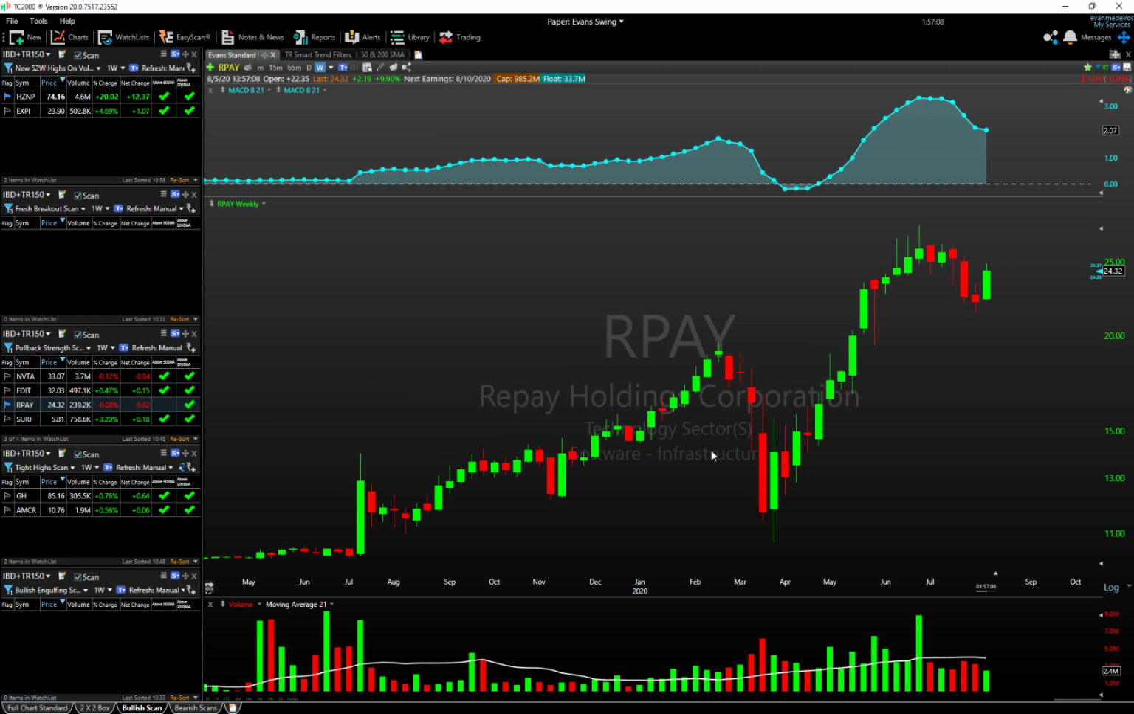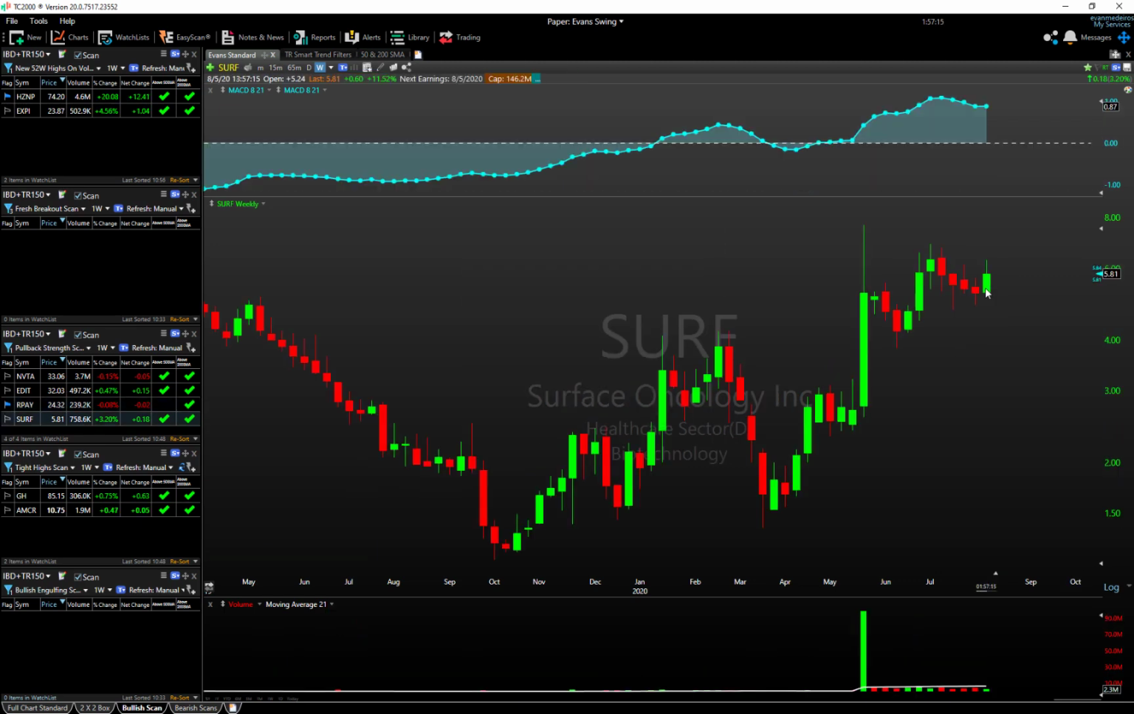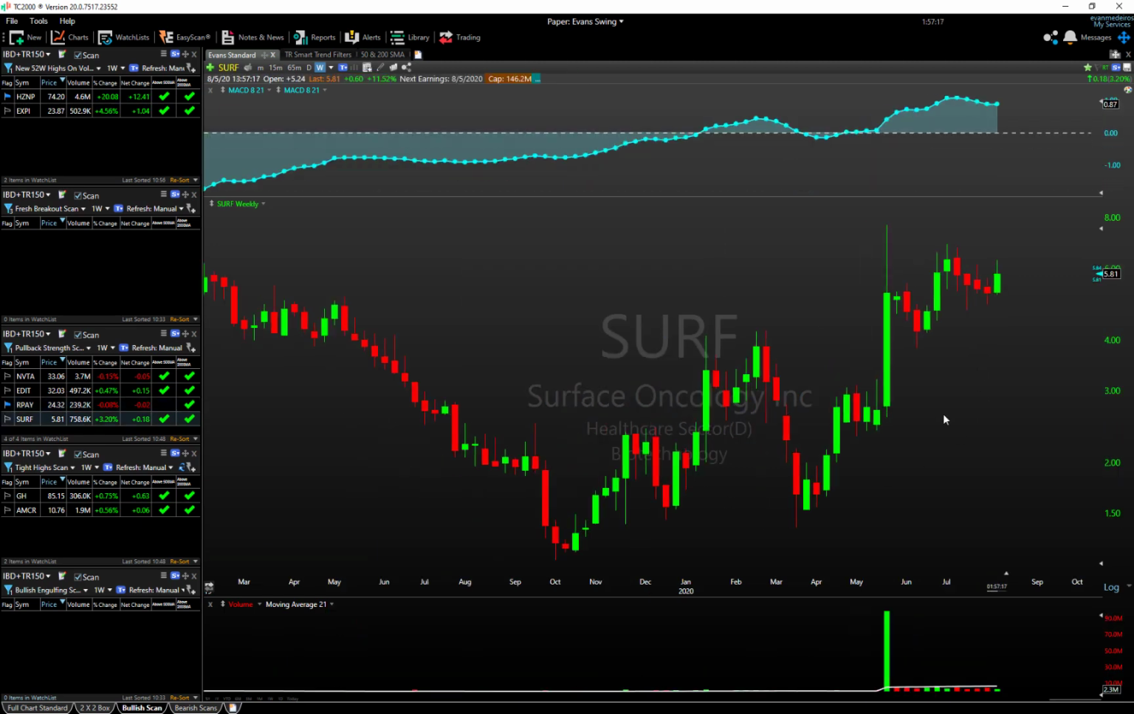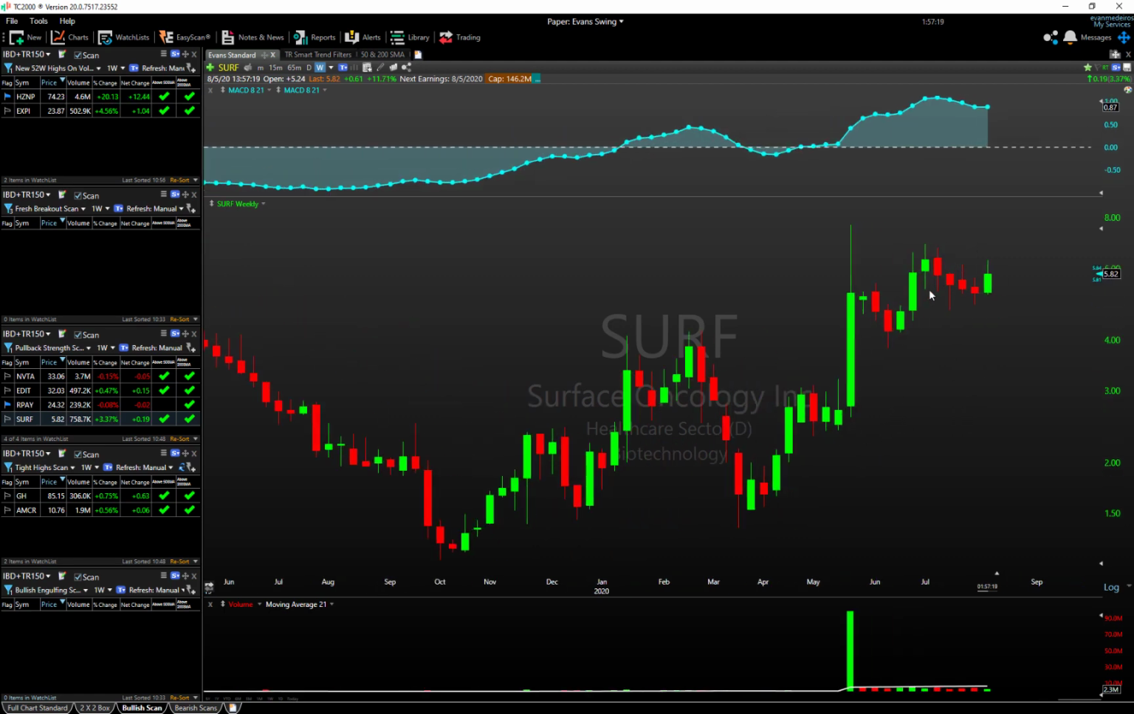RPAY, very similar here. So you've got this big uptrend in place, you've got a pullback, and now you're starting to get going on the upside. And then SURF, once again here, biotech, you can see a nice surge to the upside over the past 5-6 months, multiple weeks down in a row, and then breaking out to the upside. That is the pullback strength scan.